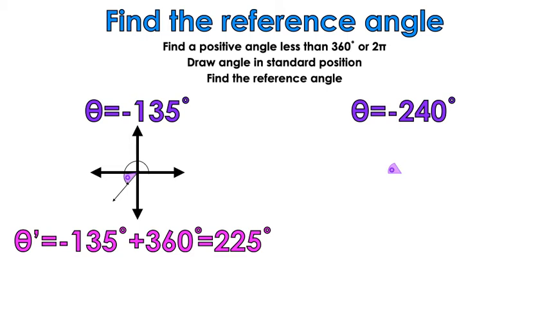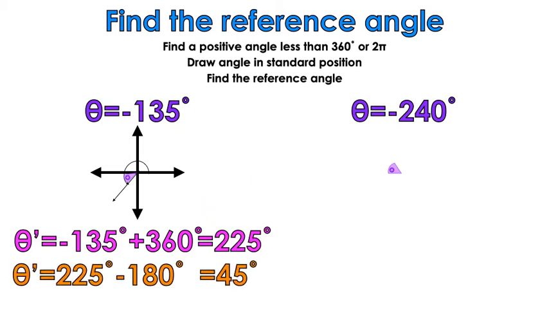So now I'm going to decide where 225 is. It's in quadrant 3. Using the quadrant 3 rule, which means I'm going to do theta minus 180, I'm going to get 45 degrees. So my reference angle is 45 degrees. That means all the properties of 45 degrees apply to 225.